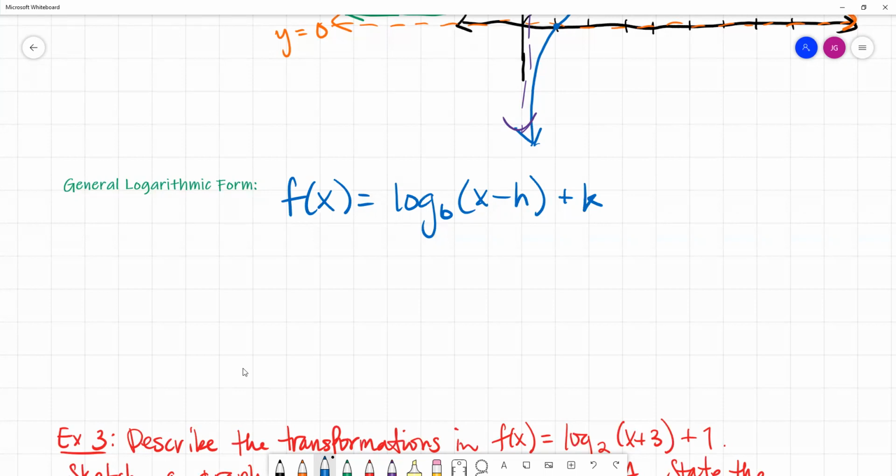So you know what h is, you know what k is. We'll just quickly review. Our h is our horizontal translation. Our k is our vertical translation, right?